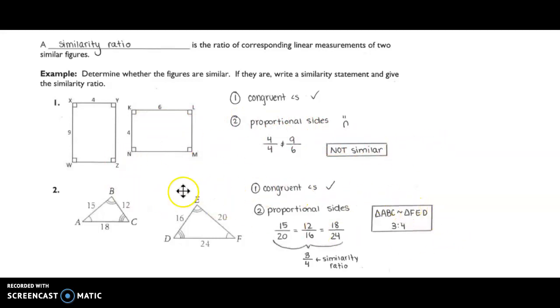Example 2, these are similar triangles, right? You have all proportional sides, okay? They all have a ratio of 3:4, and then all of the corresponding angles are congruent, so therefore these triangles are similar, okay?